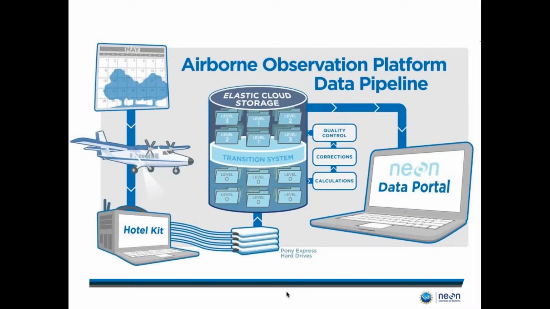From that, we generate a series of data products. We separate those into level 1, level 2, level 3, similar to NASA, where level 1 is the most raw form of data that we have. And then we derive those higher level data products with some type of processing algorithm.